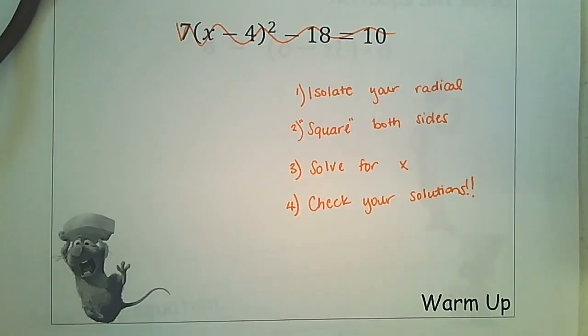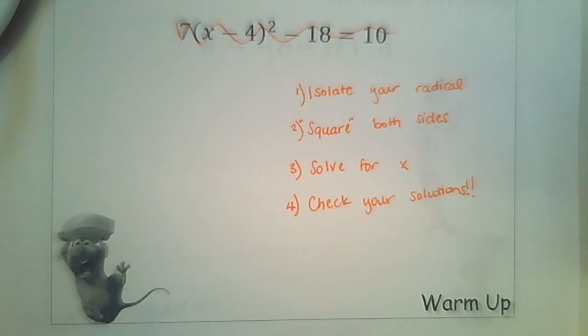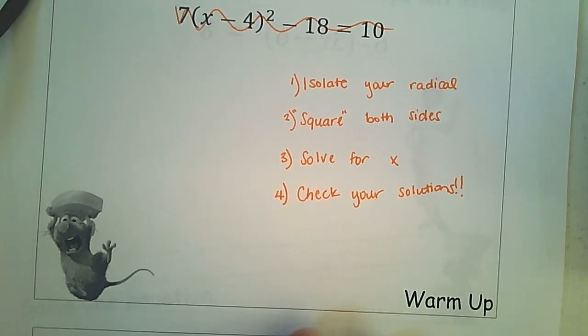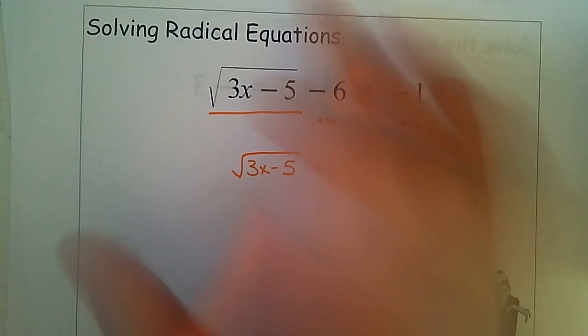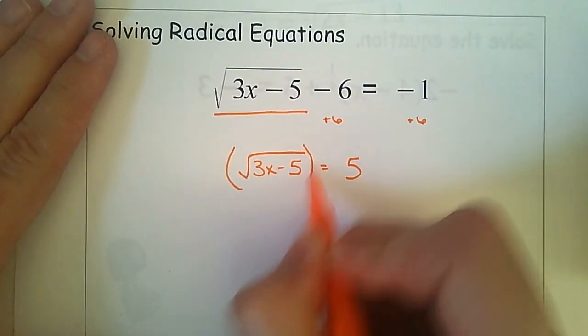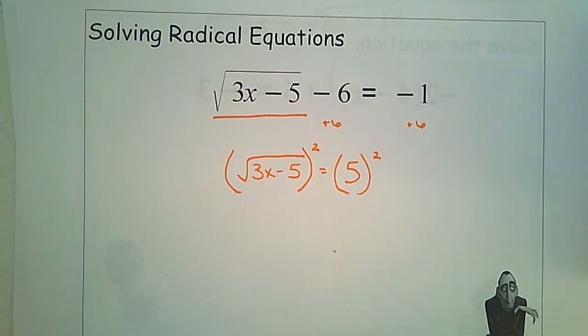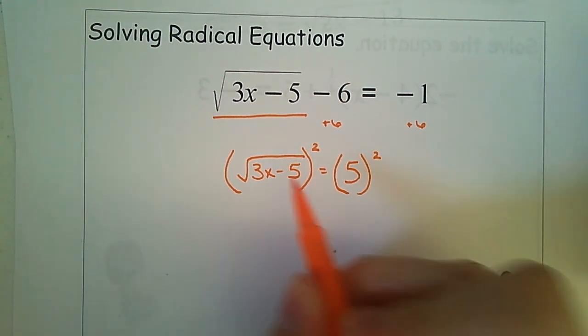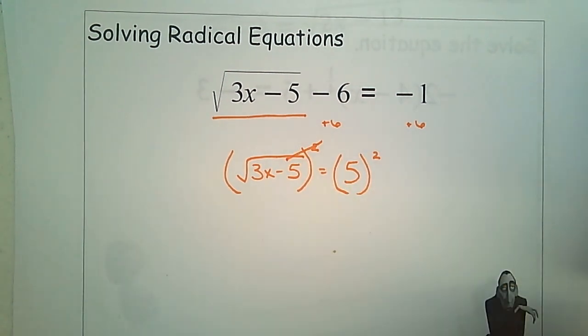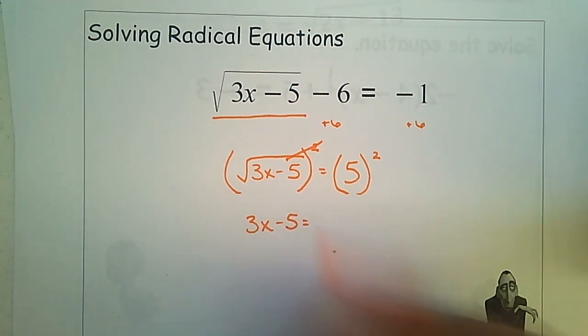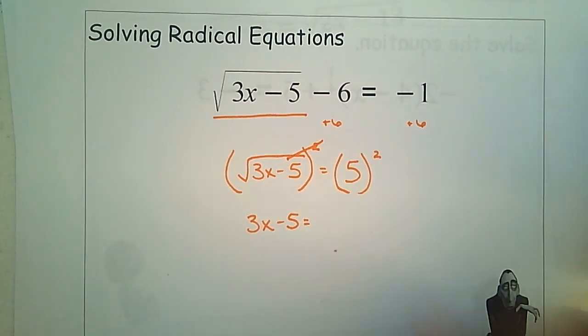Next thing we want to do is get rid of that square root. In order to undo a square root, we square both sides. To undo a square root, we square it. Those are inverses of one another. So over here, that square root and that square are going to cancel, and we're going to be left with 3x minus 5. And over here on this side, 5 squared, of course, is 25.